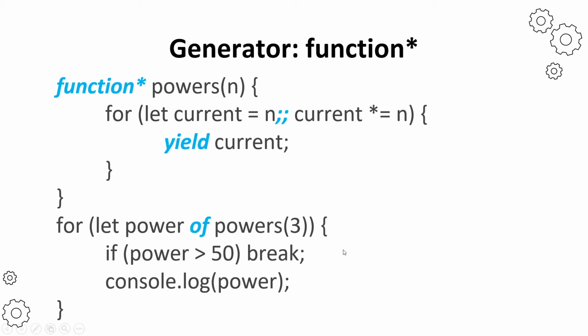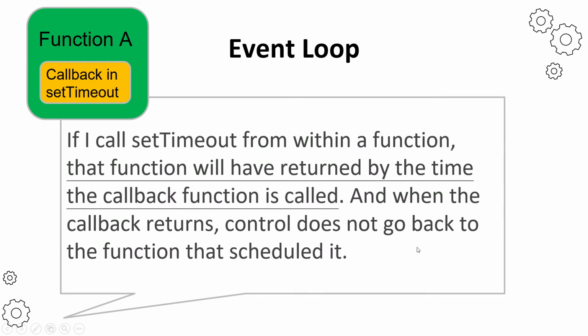And next, we need to understand what the event loop is. First, let's take a look at this example from the book. If I call setTimeout from within a function, that function will have returned by the time the callback function is called. And when the callback returns, control does not go back to the function that scheduled it.